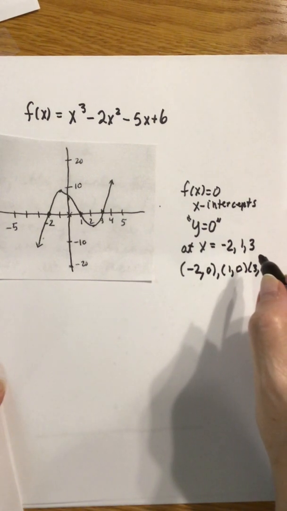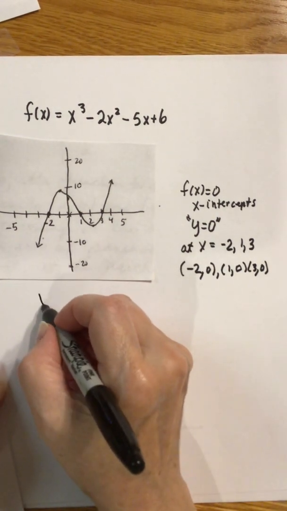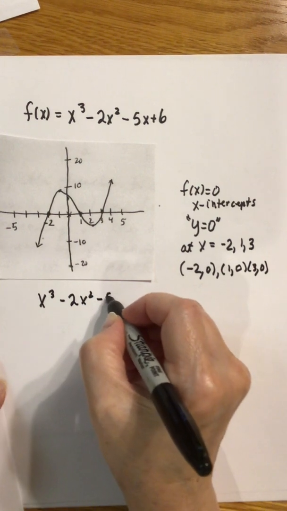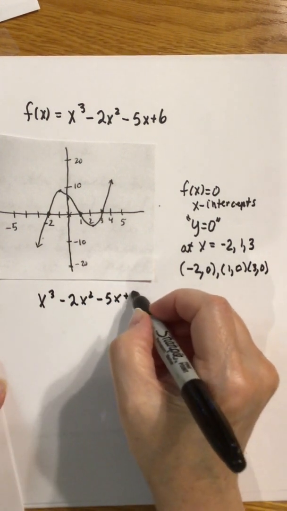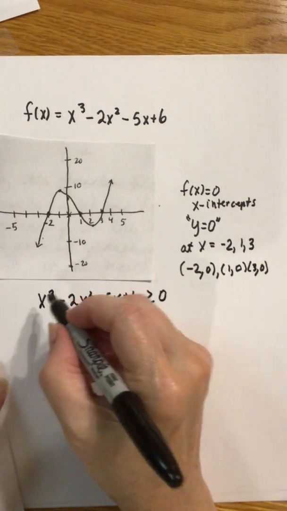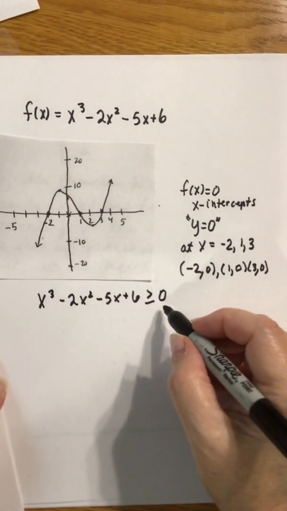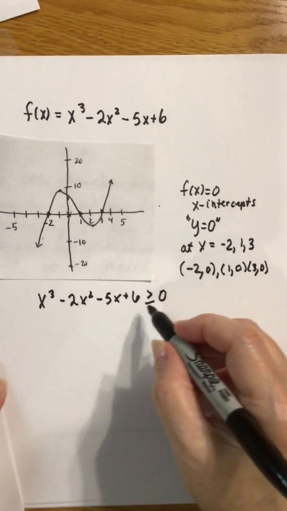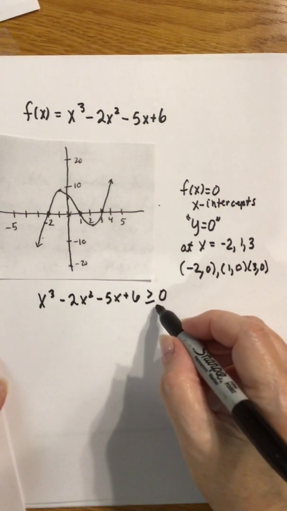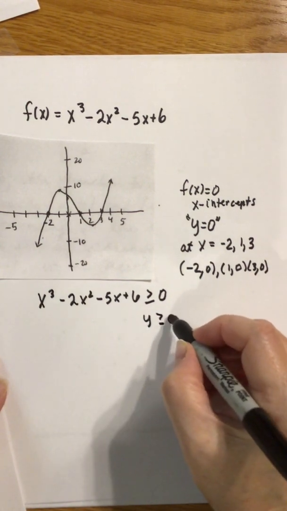Now, we also want to look at this graph and answer another question. We want to answer where x to the third minus 2x squared minus 5x plus 6 is greater than or equal to 0. So we still have this same picture that we're looking at. And we're now saying, where is it greater than or equal to 0? Where is this function bigger than 0 and also equal to 0? So when we look at our graph, we're looking at where y is greater than or equal to 0.